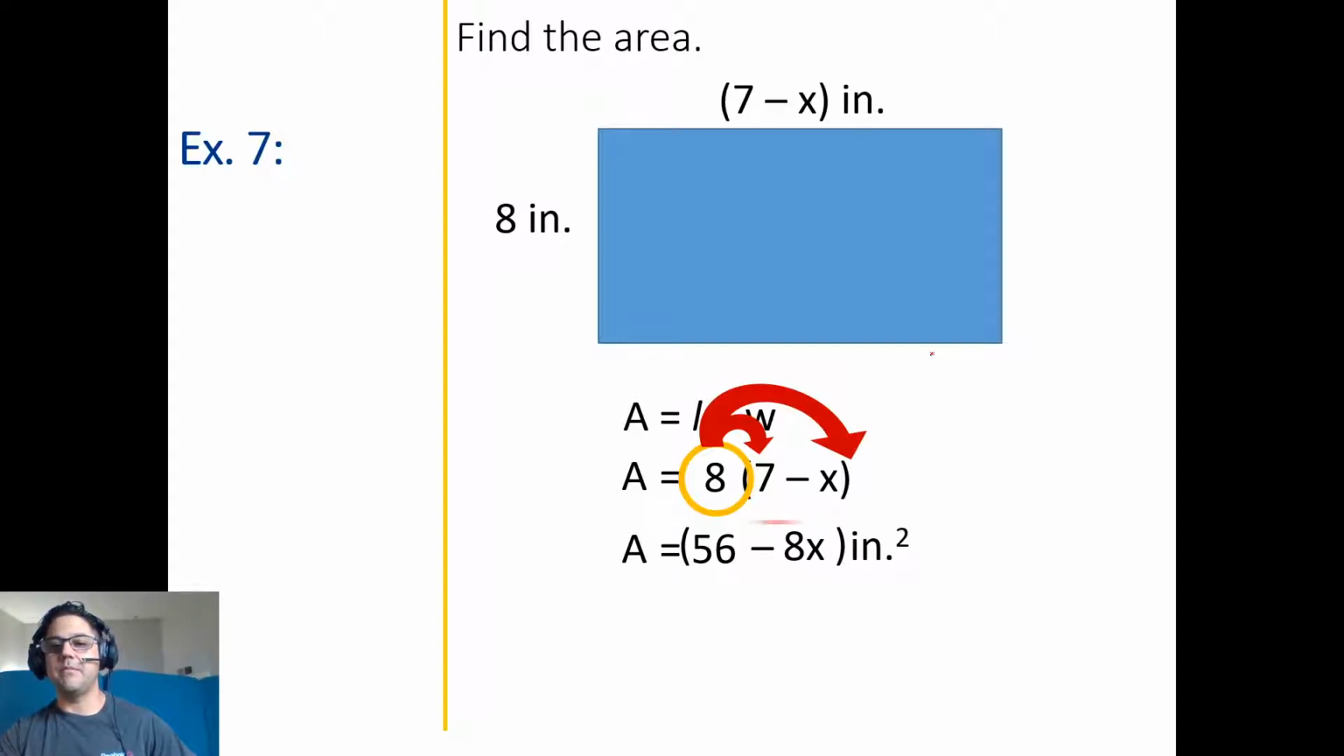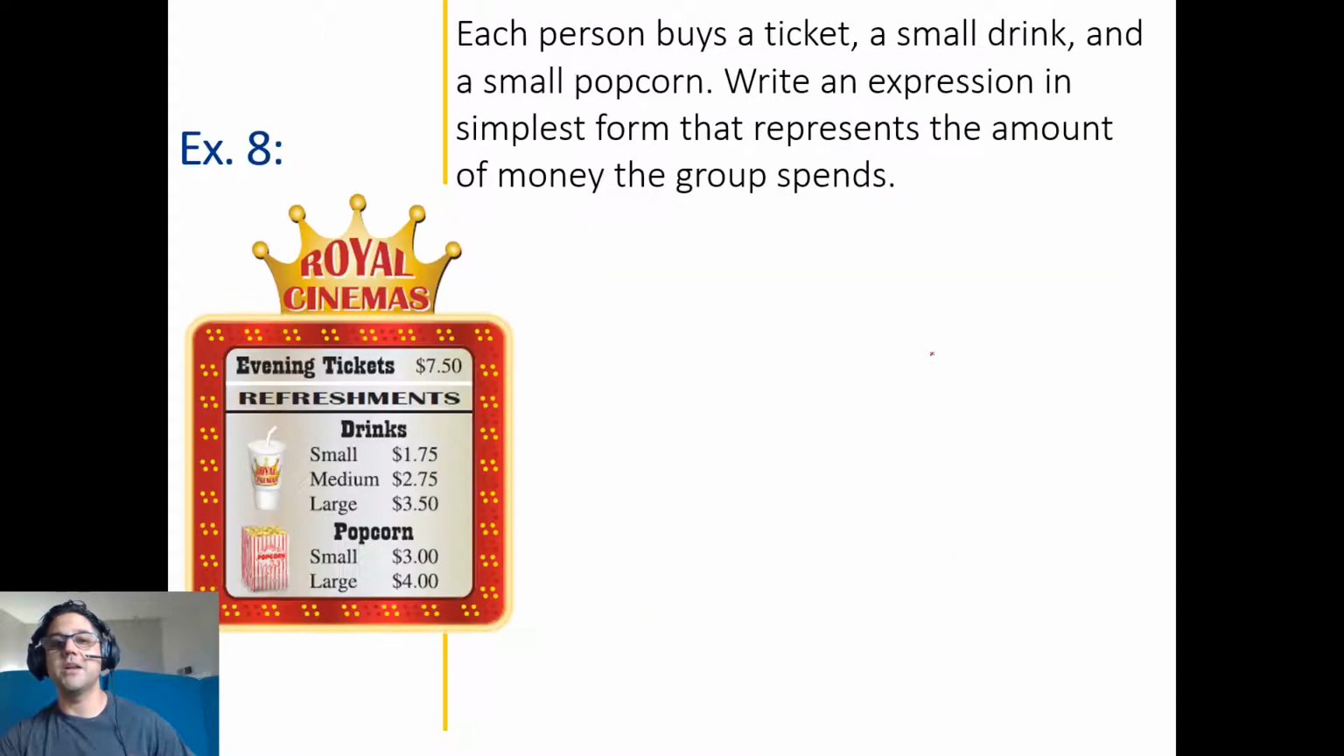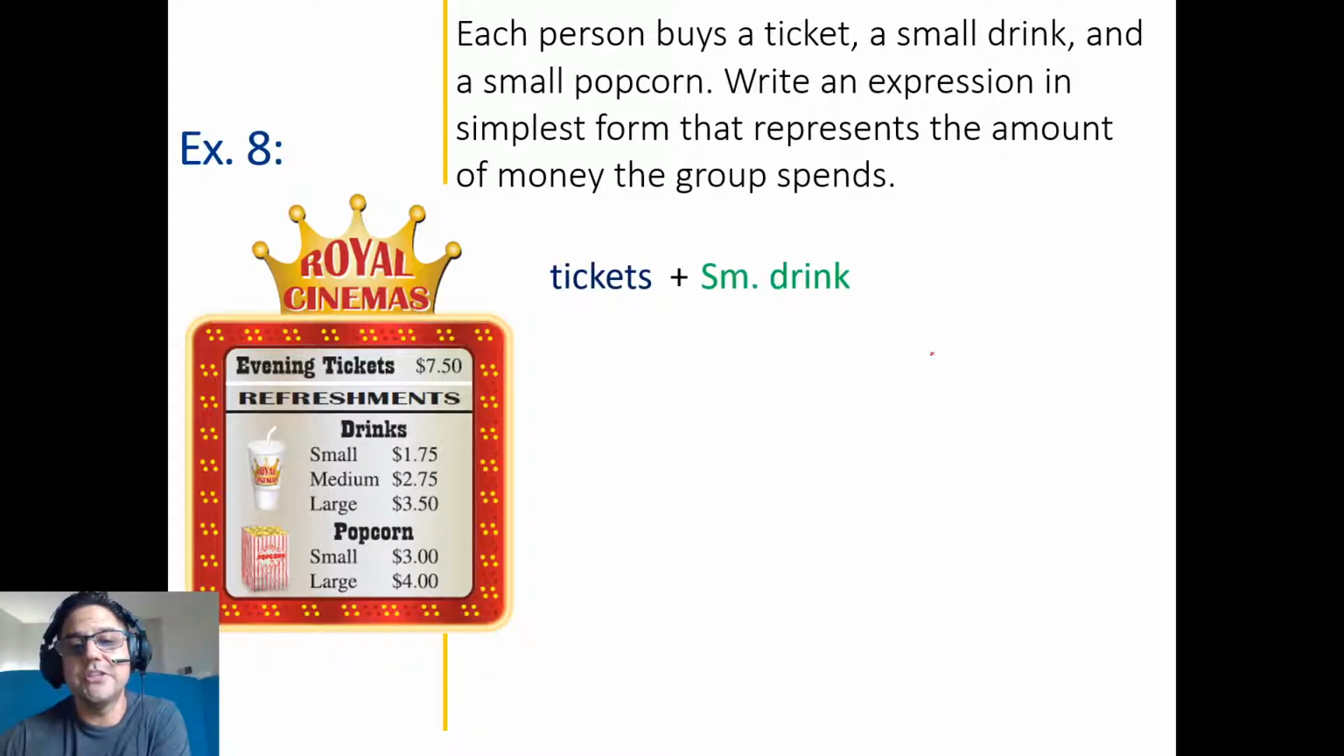I think the next problem is key, because the next problem we're going to talk about, well, we'll get to it soon, perimeter. So on example 8, not the perimeter problem, example 8, it says, each person buys a ticket, a small drink, and a small popcorn. So each person does that. Write an expression in simplest form that represents the amount of money the group spends. So maybe your group is 10, another group is 50. So the tickets are $7.50. The drink, small drink, is $1.75, and the small popcorn is $3.